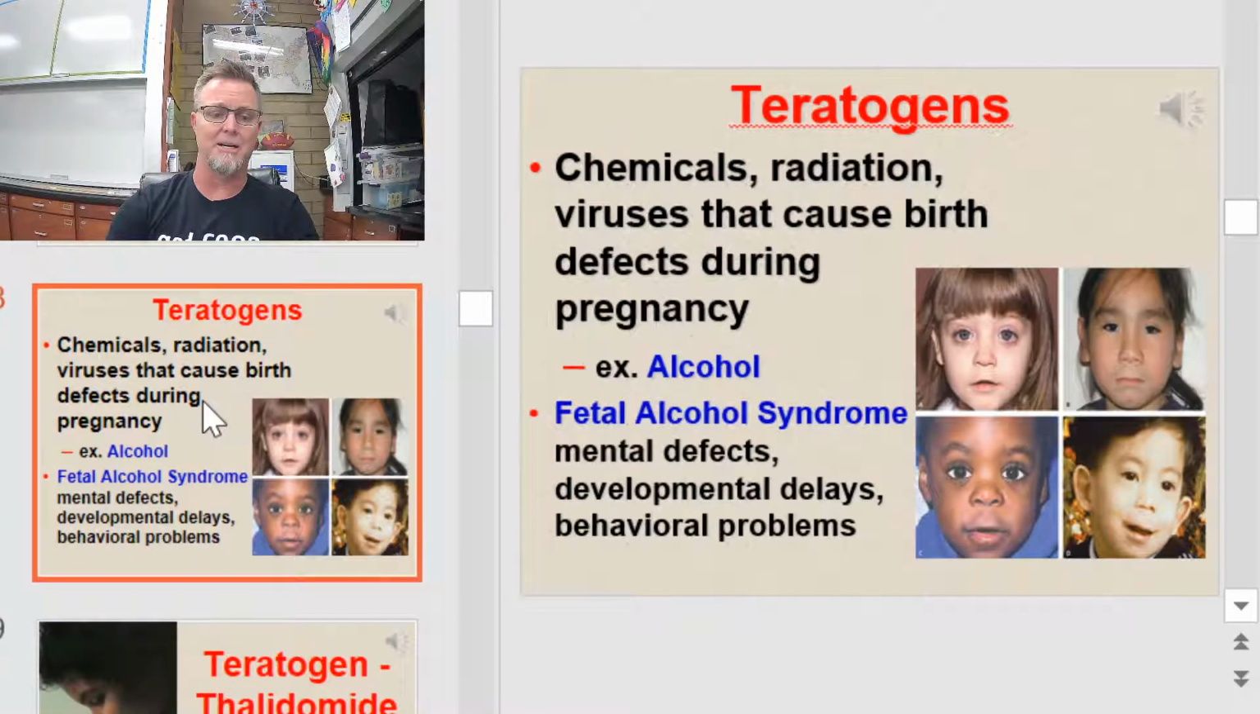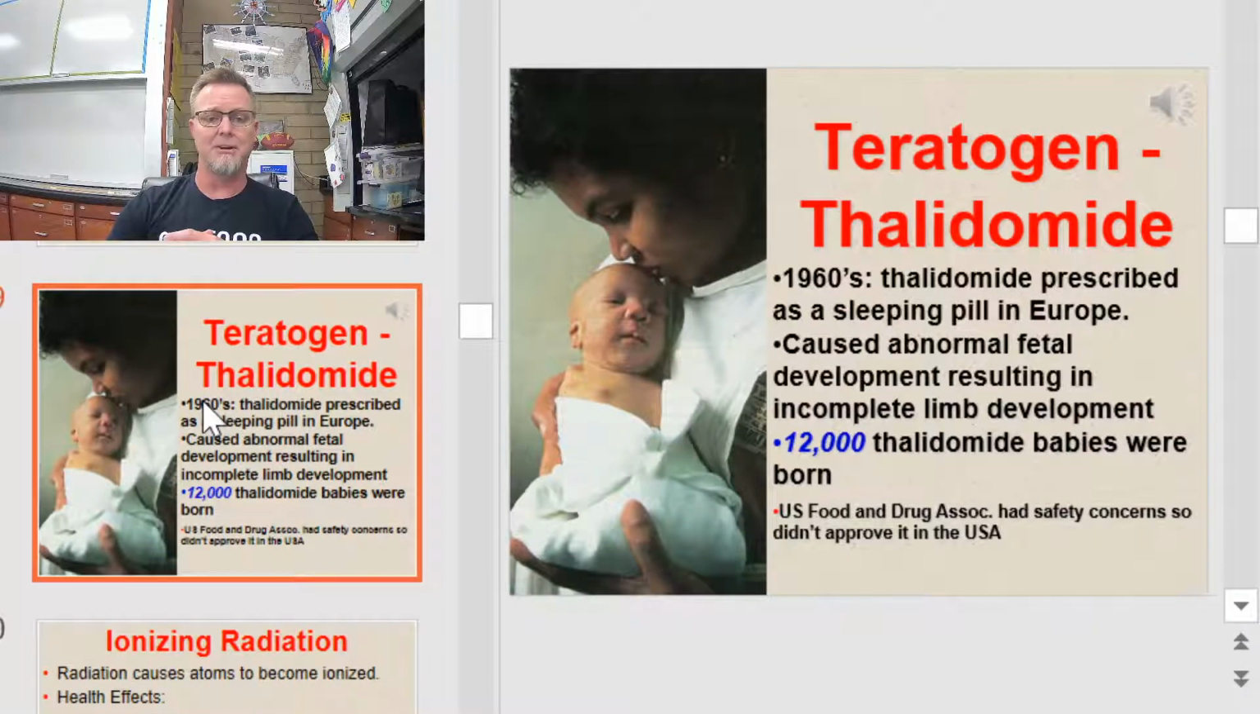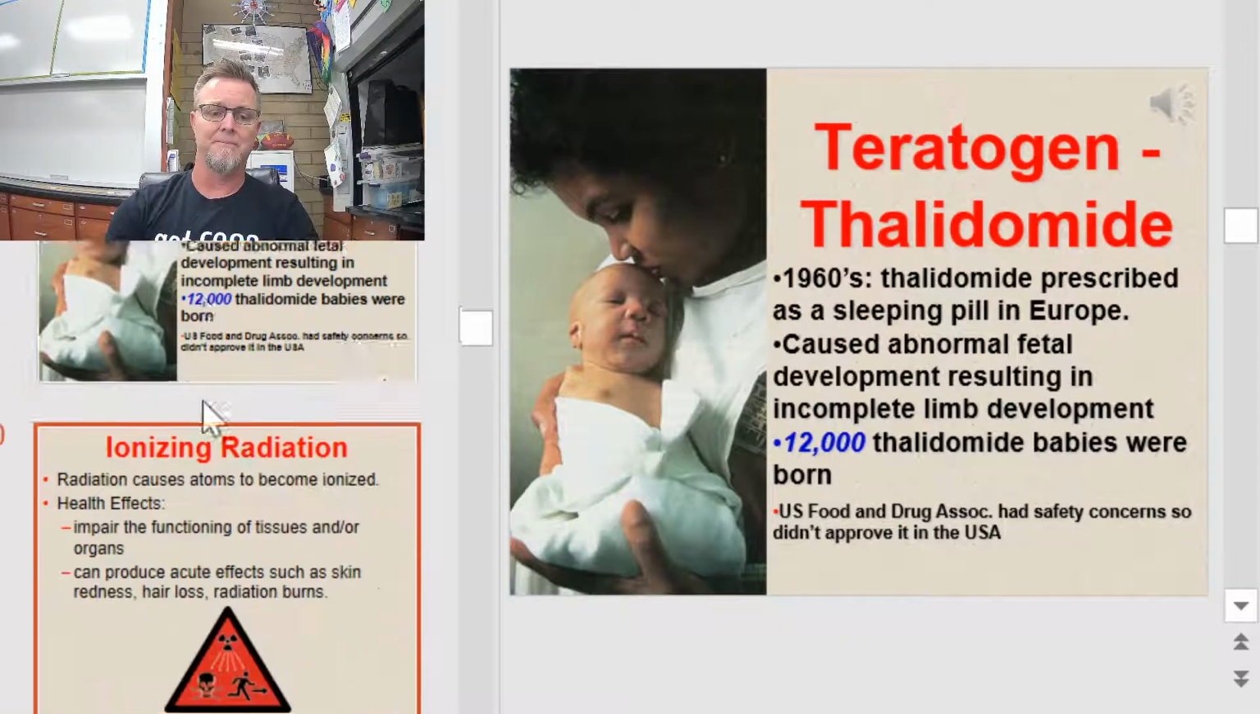the unborn child. Another example of a teratogen is thalidomide. In the 1960s, thalidomide was prescribed as a sleeping pill in Europe. Well, they didn't do enough background research or maybe didn't realize the teratogenic effects of thalidomide, and unfortunately, it caused abnormal fetal development in about 12,000 babies that were born. Those babies were born without limbs, no arms, no legs, right, as a result of the exposure to thalidomide.